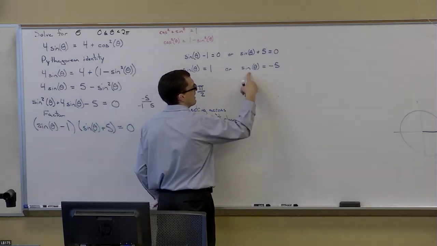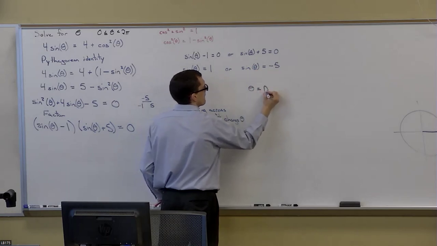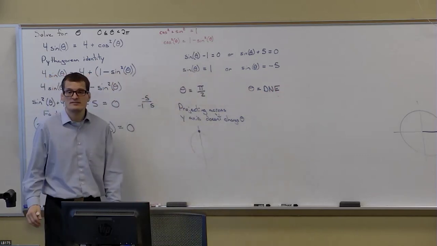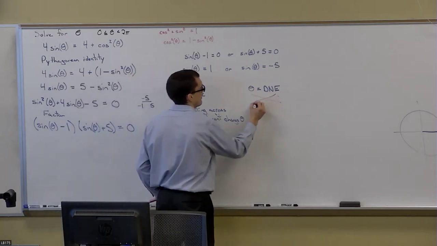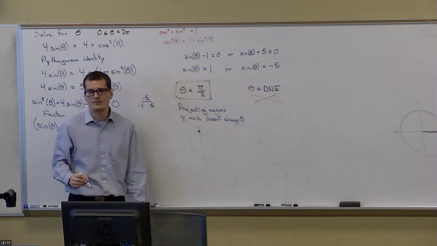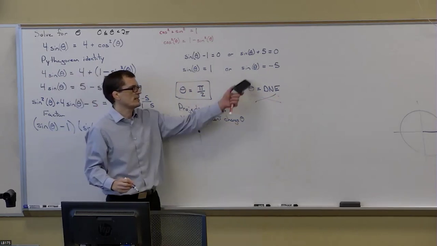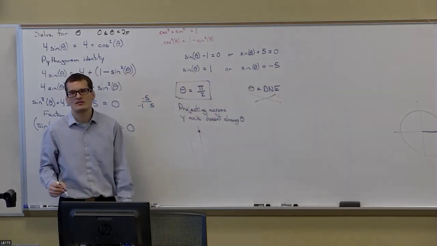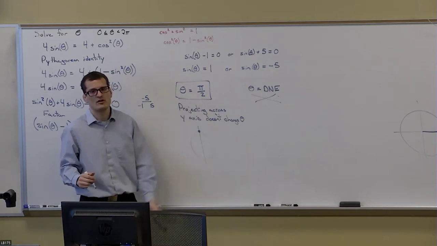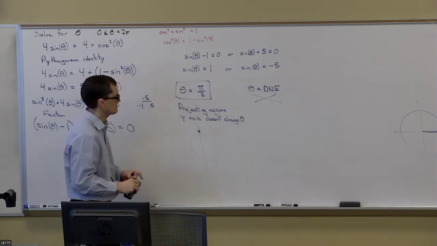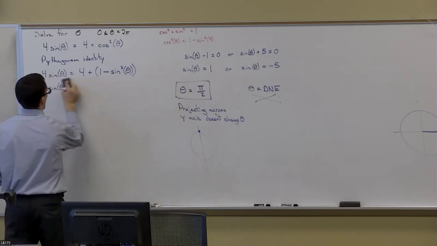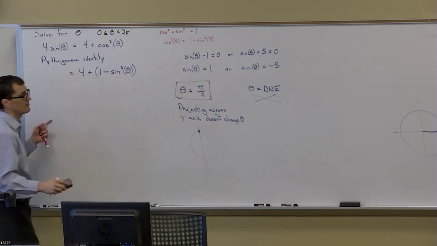Over here, we're taking sine and getting a -5. So that does not exist. That gives me no values. By the way, that just means the answer is this single value of pi over 2. Okay. This doesn't leave any solutions. This leads to one solution. Is everybody okay with this?